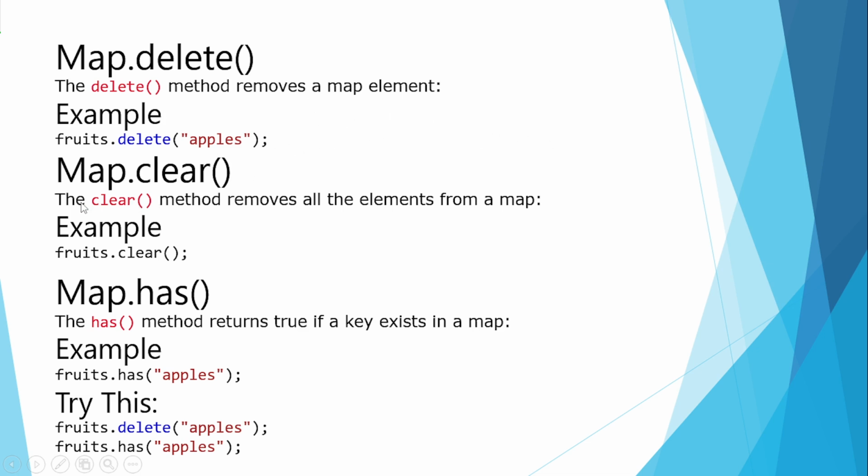Map.clear: the clear method removes all the elements from a map. If you want to remove all the values that are present in a map, we can just call the clear method, then all key-values will be removed.